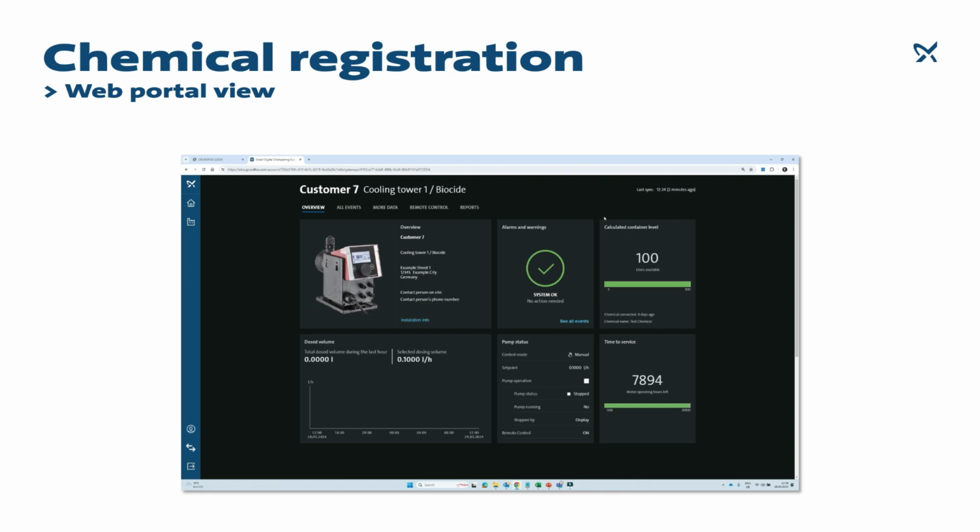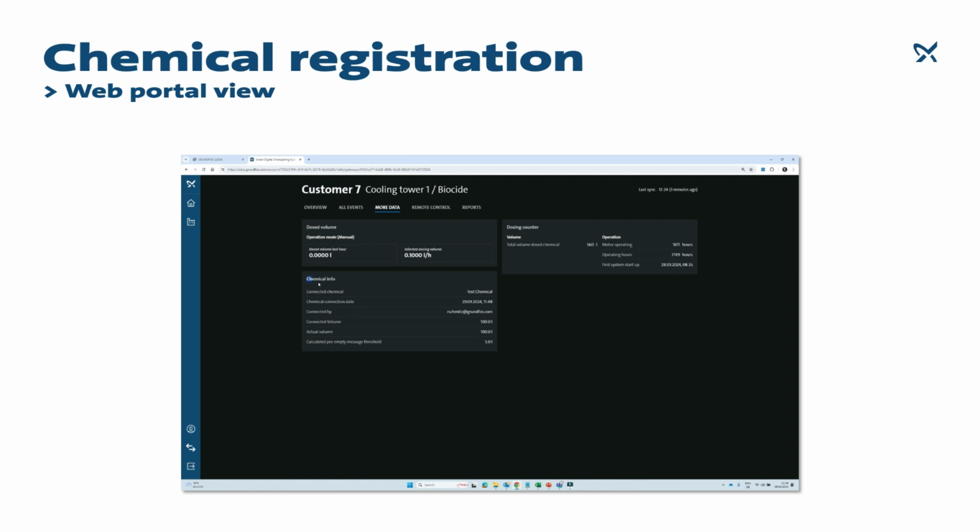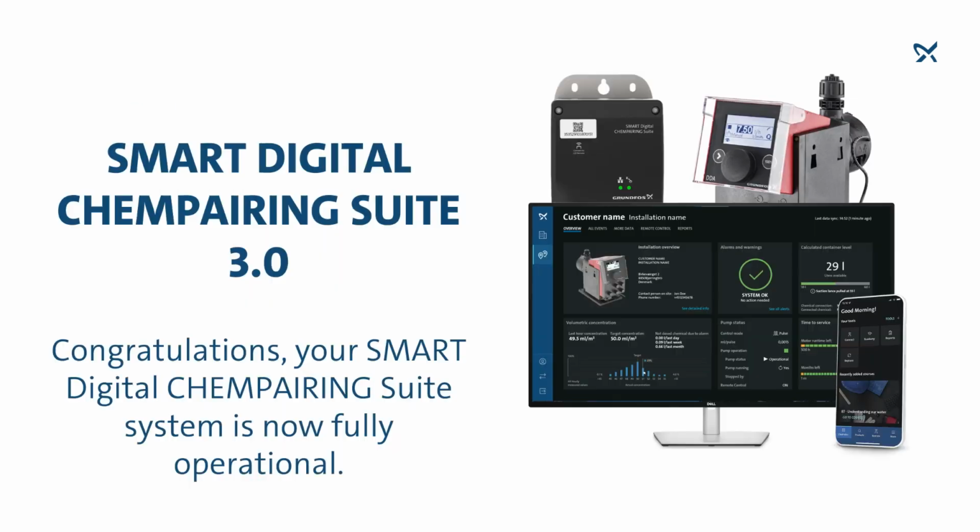On the dashboard tile you will find a bar displaying the total connected chemical volume and the remaining volume for the alarm notification. The remaining volume above the bar is updated hourly. Additionally, the name of the chemical and the days since it was added are displayed at the bottom of the tile. In the section More Data, you can also see the date, time of registration and the name of the person who registered the chemical on site. Congratulations, your smart digital CHEMPAIRING suite system is now fully operational.